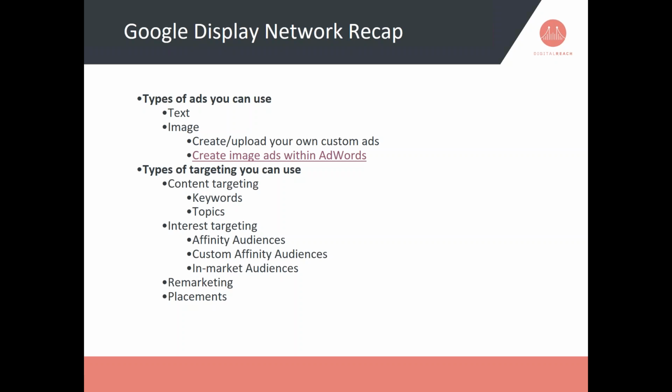So if you don't like the text ads, if you don't like the way that they reformat text ads in AdWords, then you can use image ads. Anyways, that's enough on that. The types of targeting that we can use on the display network, I'm actually going to be going into this pretty in depth, but the first type of targeting that I'm going to be covering is called content targeting. And there's two forms of content targeting.